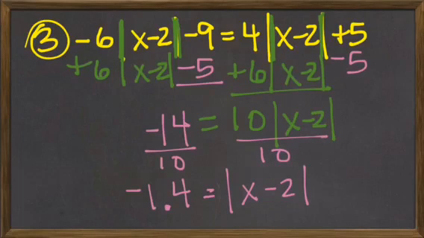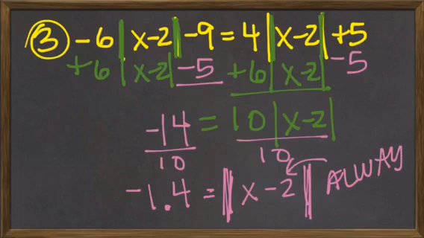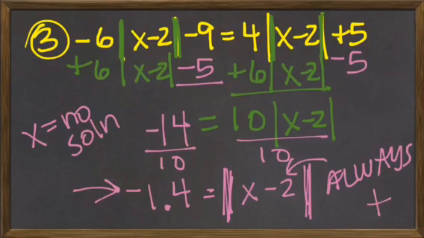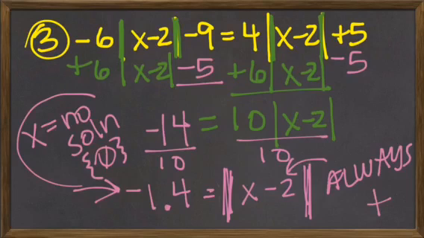And here's where I have my problem. Because absolute value is distance from 0, so it's always positive. And here is a negative. So this is impossible. So our solution is actually no solution. And you'll remember that might look like this: brackets with a 0 with a line through it. Absolute values cannot be negative. So there is no number that works to make this equation true.